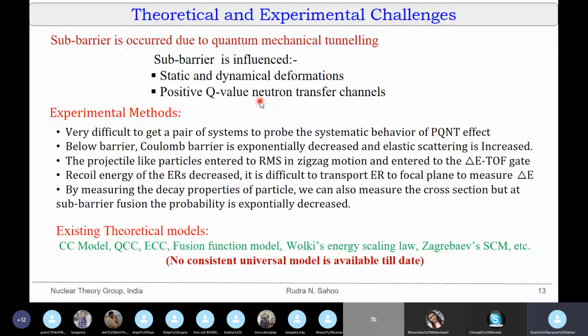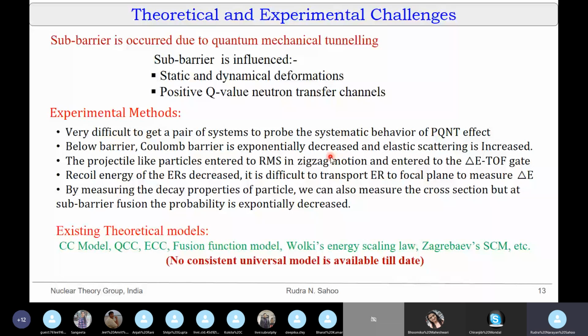And the experimental method: what is the problem in the experiment? It is very difficult to get a pair of systems to study the positive Q value neutron transfer channel effect. The system I told you, 35 and 37 chlorine plus 130 tellurium, is very rare. If you search for this kind of system, you will find very few, and it is very difficult to find such a system.